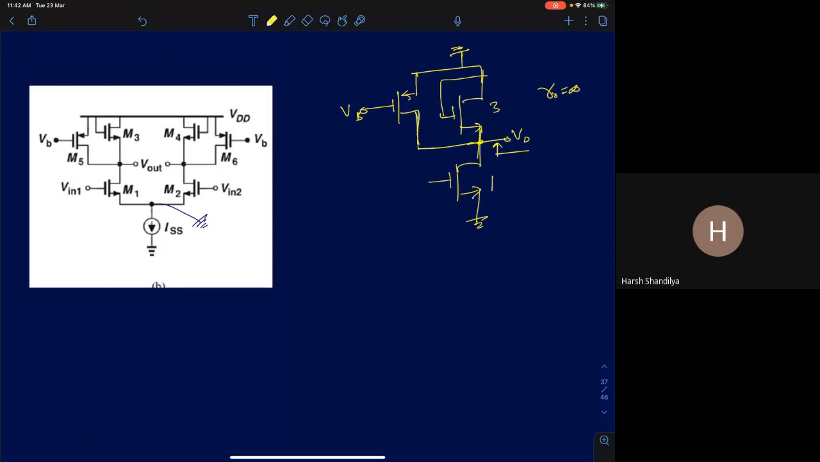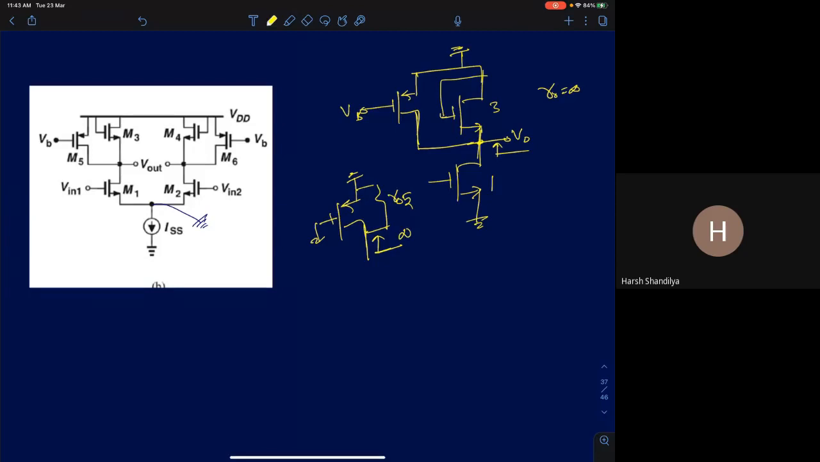GM1 by GM3, you guys see that? You're looking into the PMOS, gate is at AC ground, source is at AC ground. So you're looking into the drain terminal. If this transistor had a finite R0, the resistance would have been R0. But since R0 is infinity, the resistance offered by the PMOS will be infinity as well.